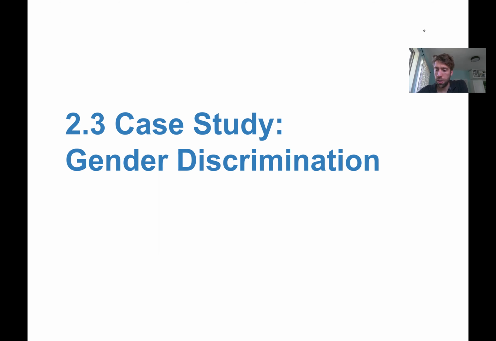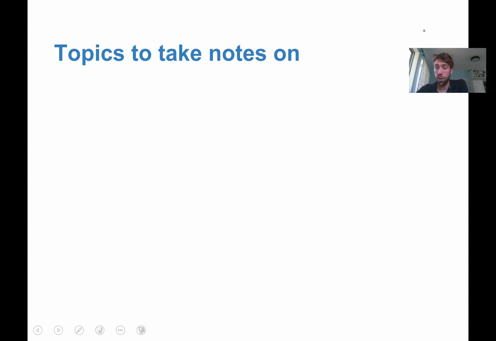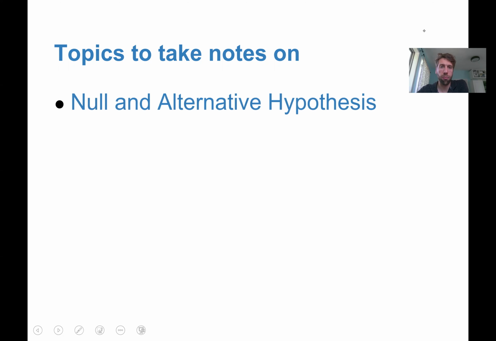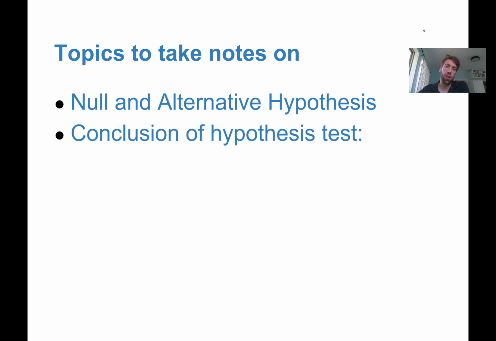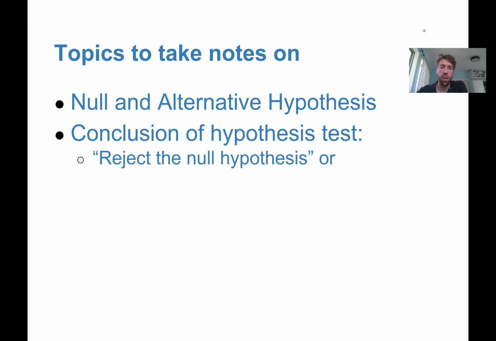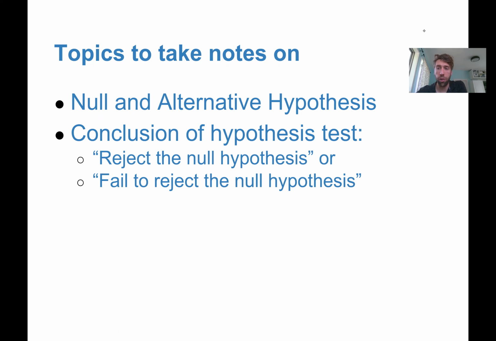Okay, so this is going to be looking at a case study from a gender discrimination study. First, topics today to take notes on. We're going to introduce the idea of the null and alternative hypothesis, so make sure this is one of your takeaways from today. We're also going to talk about how to conclude a hypothesis test. This is really all about the scientific method in a way. What can you conclude after you've done a hypothesis test? You either reject the null hypothesis or fail to reject the null hypothesis.